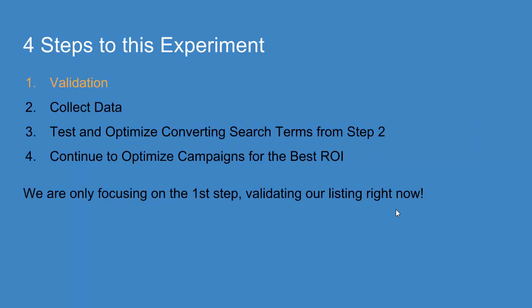So just a quick recap. There are four steps to this experiment. First step is validation. This is where we're at right now. Second step is to collect data. Third step is to test and optimize converting search terms from step 2. Fourth step is to continue to optimize campaigns for the best return on investment. We are only focusing on the first step right now, which is validating our listing.